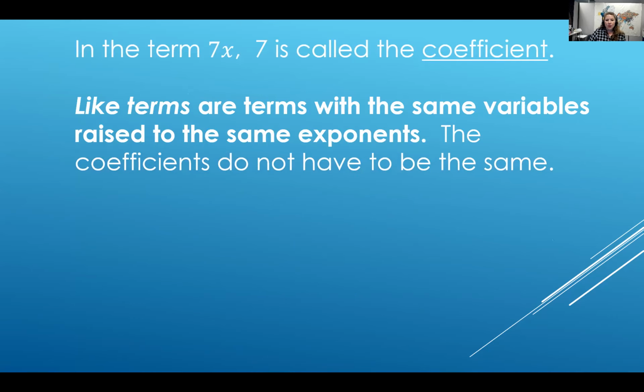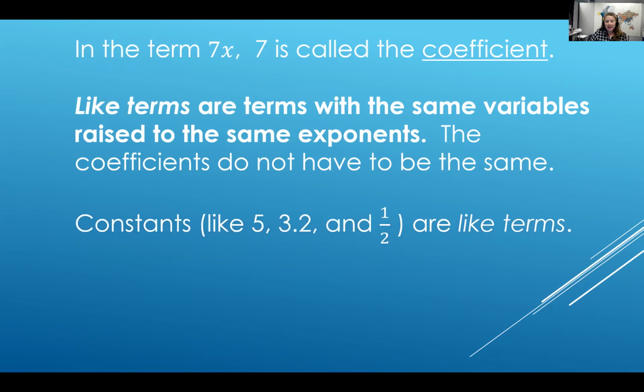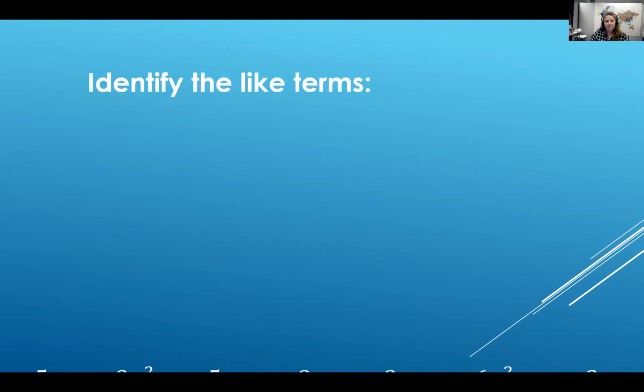Like terms are terms that have the same variables raised to the same exponents. The coefficients don't have to be the same. Constants, which remember from last week, are numbers that are not attached to a variable. Constants are all considered like terms. Constants can be whole numbers, decimals, or fractions.